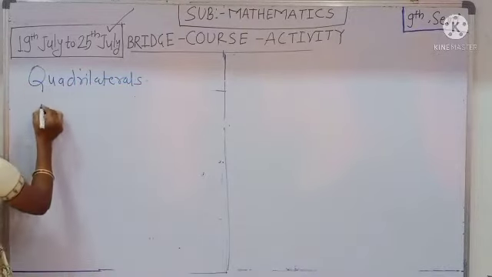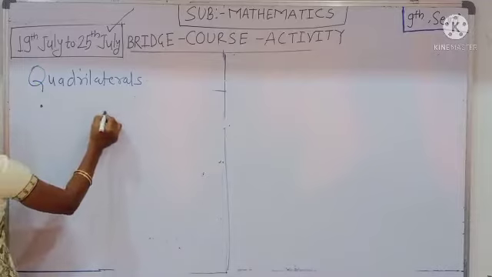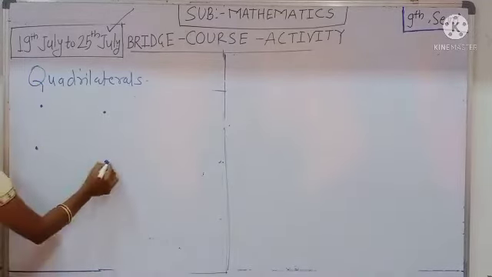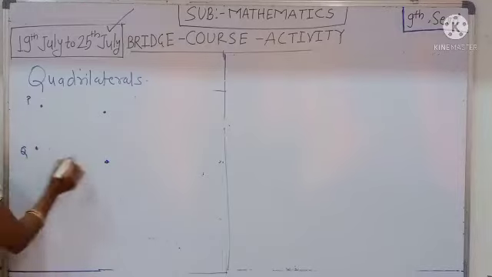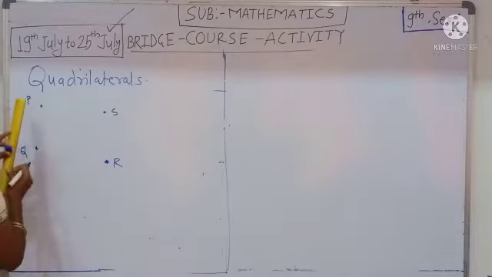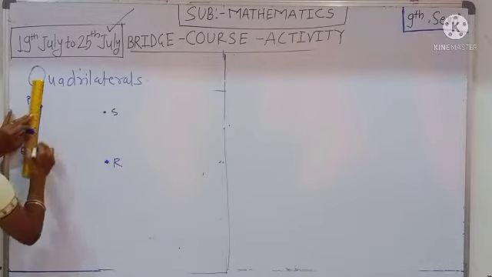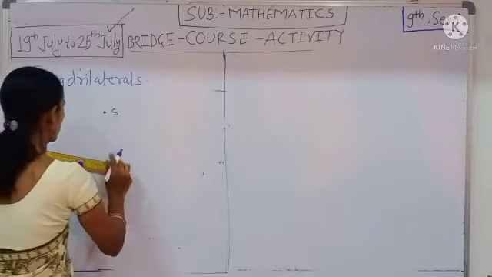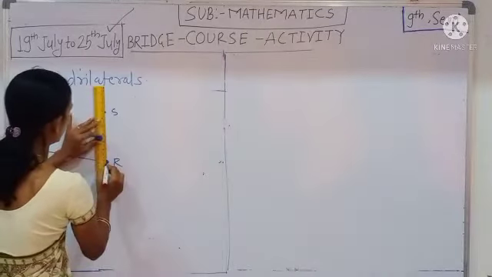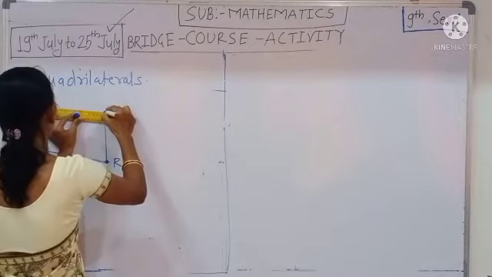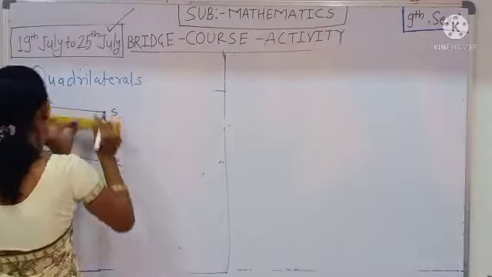Here, if there are four non-collinear points, that is point P, Q, R, and S. These are the four non-collinear points. The closed figure which is obtained by joining those non-collinear points is called a quadrilateral.